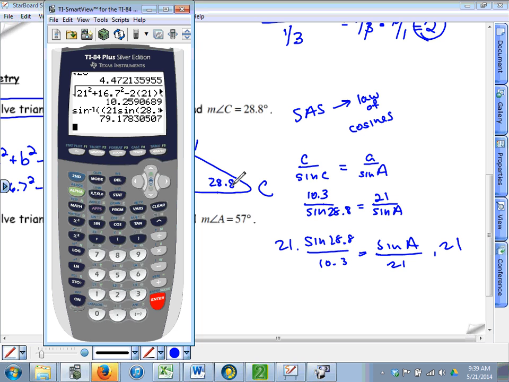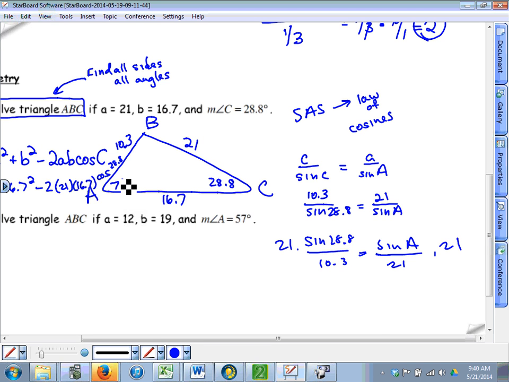Can you just add them from here and then subtract them? Exactly. From here, I wouldn't use law of sines again. It'd take way too long. Now that you know one of the angles is 79.2, how many degrees are there in a triangle? 180. If you already know two of the angles, add them together. Subtract from 180.